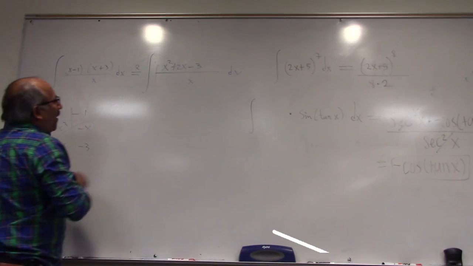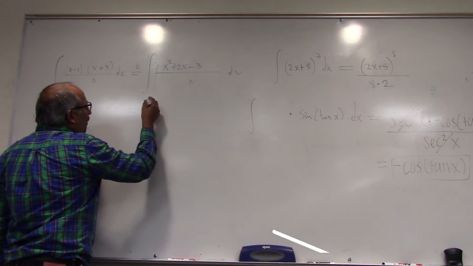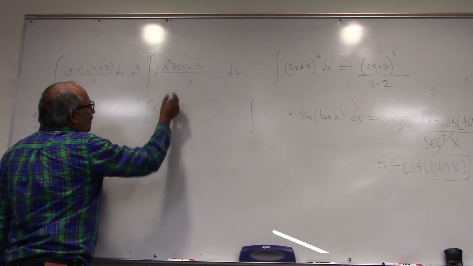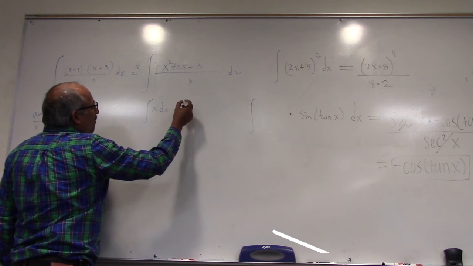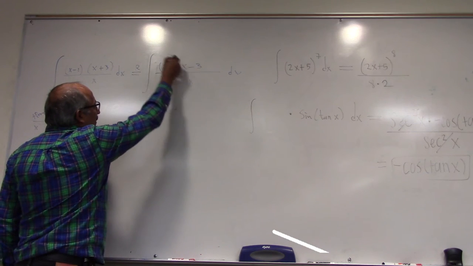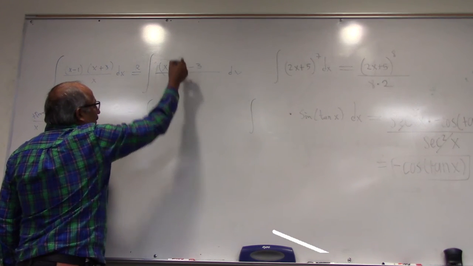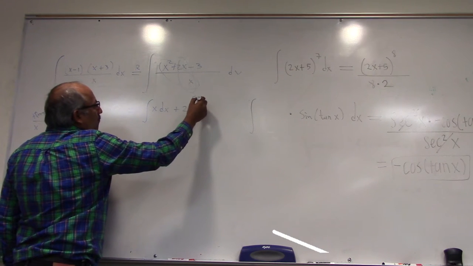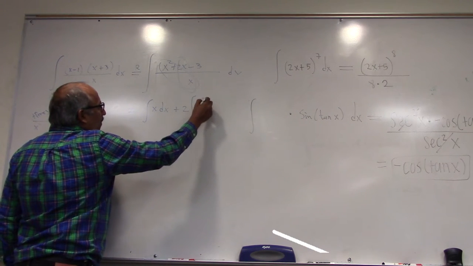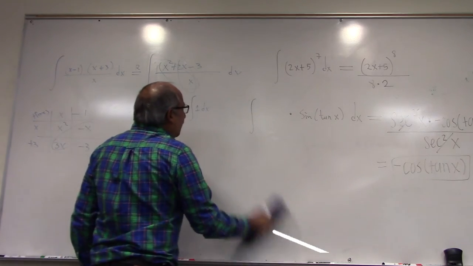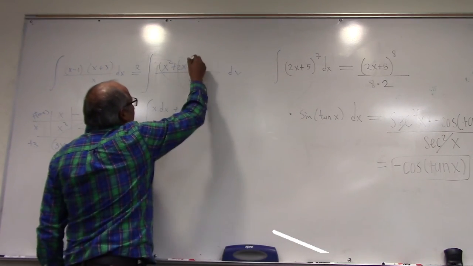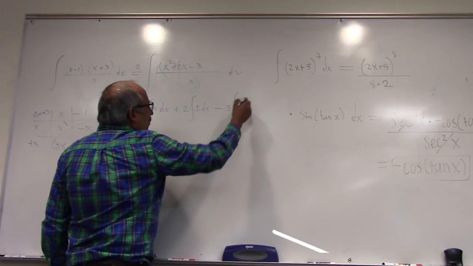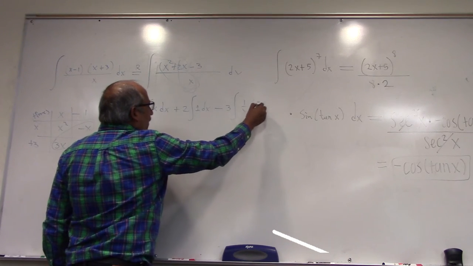All right. Then you split into three pieces. It's going to be the integral of X dx, plus, please help me guys, plus, like this, right? And then this, what is it? 2 integral of 1, just 1 dx, right? Last part, this one, minus 3 integral of 1 over x, dx.